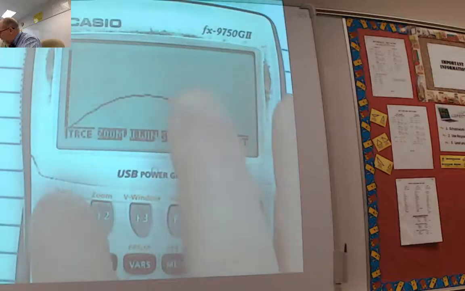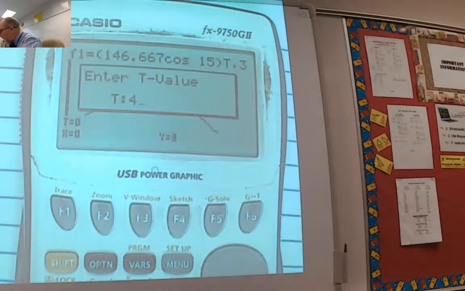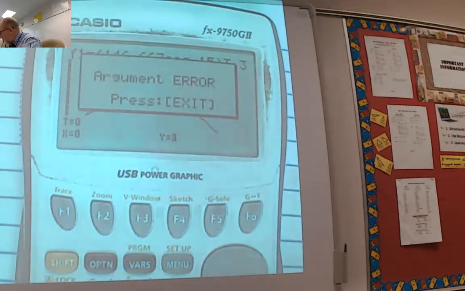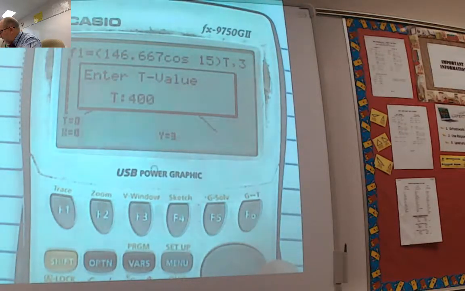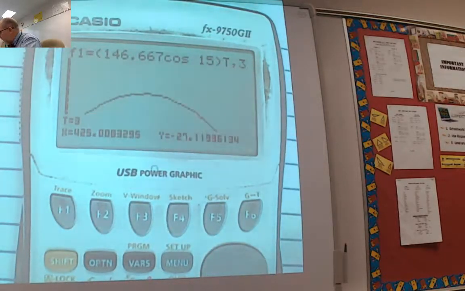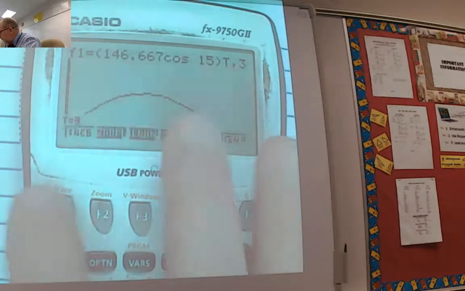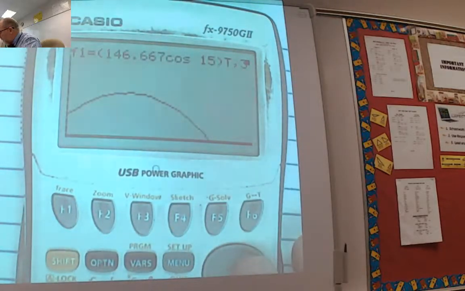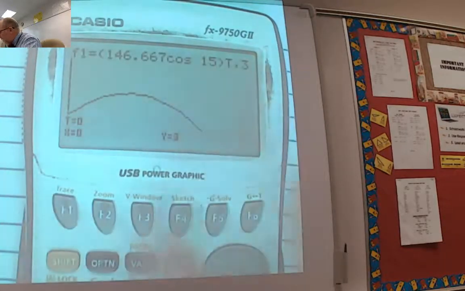So if I trace, right, and type in 400, you just grab a T. Nice. Oh, that's 3. Okay, wait. Oh, that's Casio. Why did you choose 300? So wait, what do we do? I don't know what he's trying to do. I'm trying to trace here.